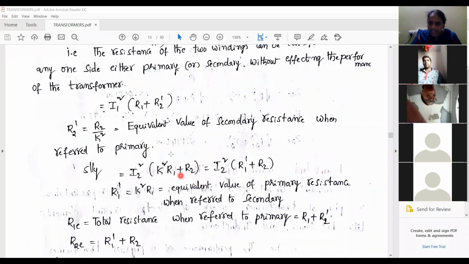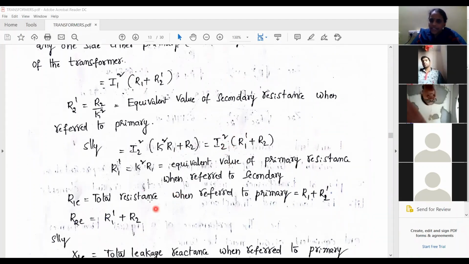So can I write K square into R1 as R1 dash? From this, you can understand that to transfer any of the primary parameters to the secondary, you have to multiply by K square. R1 dash is equal to K square into R1. X1 dash is equal to K square into X1. Is it clear?